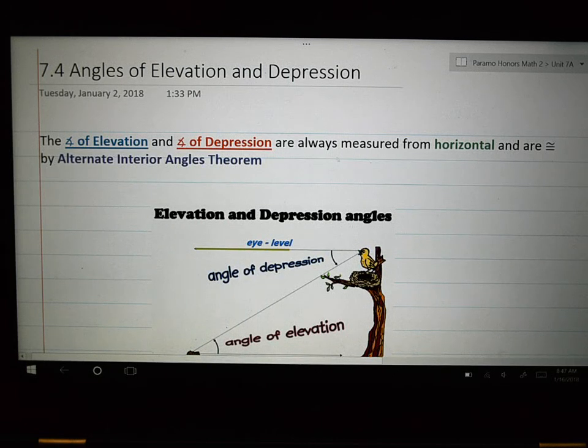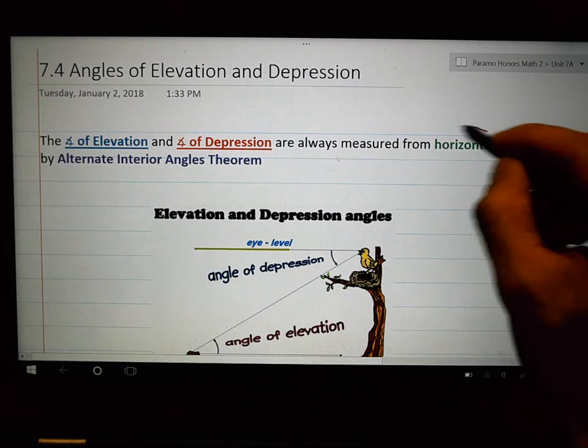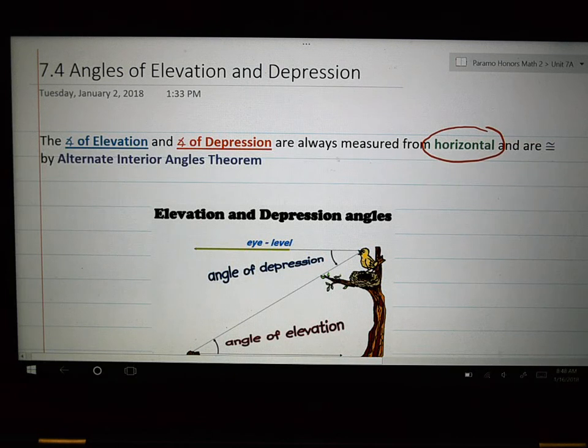In 7.4, we're going to be learning two terms. The terms you're expected to know in 7.4 are the angle of elevation and the angle of depression. When we say that something's angle of elevation is, or something's angle of depression is, we are going to assume that you know that it's always measured from horizontal or from level.